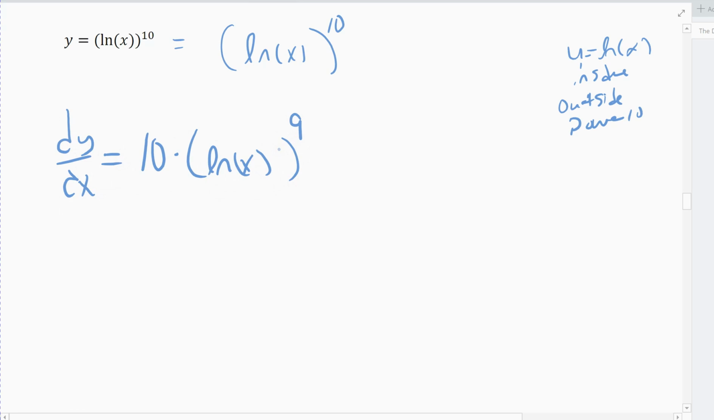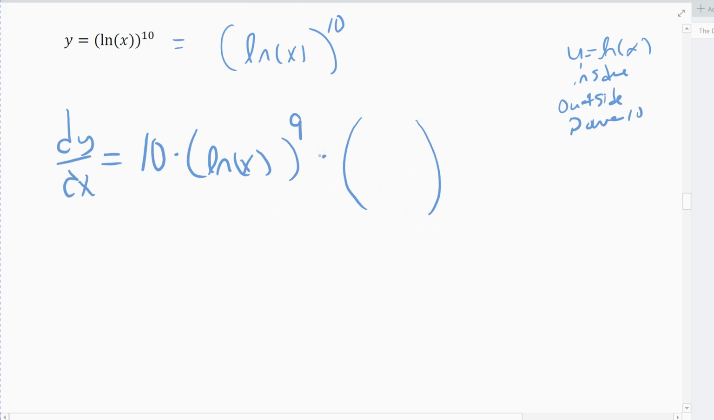So the power part, 10 times the expression, natural log. So remember what this means. This means there's a natural log times itself 10 times. Natural log times natural log times natural log 10 times. When I take the derivative of that first part, it's 10 times the natural log times itself 9 times, but I'm not done yet. Right? I can't stop there. I have to remember the chain rule.